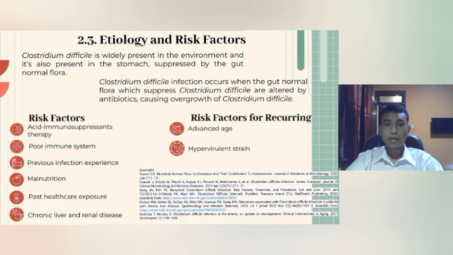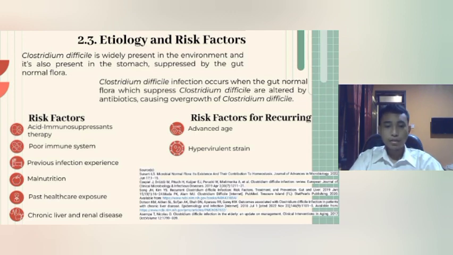Thank you for the time. My name is Wayan Ariawan with 073 as the last 3 digits of my student number. Now I will discuss about the etiology and risk factors of Clostridium difficile infection. So Clostridium difficile is widely present in the environment and is also present in the stomach, suppressed by the gut normal flora. Clostridium difficile infection occurs when the gut normal flora which suppress the Clostridium difficile are altered by antibiotics, causing overgrowth of Clostridium difficile.